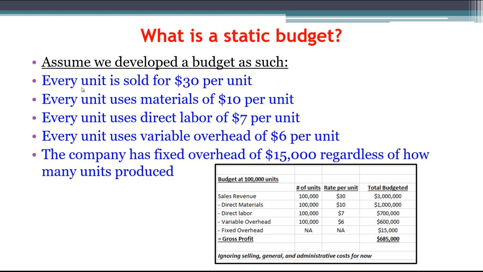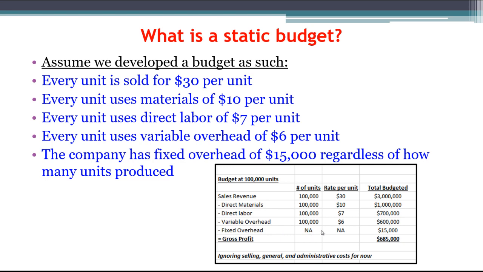Let's assume that every unit is sold for $30 per unit. So we'll have that down here multiplied by 100,000. That's our sales revenue. Let's assume every unit uses, or is expected to use, materials of $10 per unit. Every unit is expected to use direct labor of $7 per unit. We'll have variable overhead of $6 per unit. And the fixed overhead is just $15,000 regardless of how many units were produced.